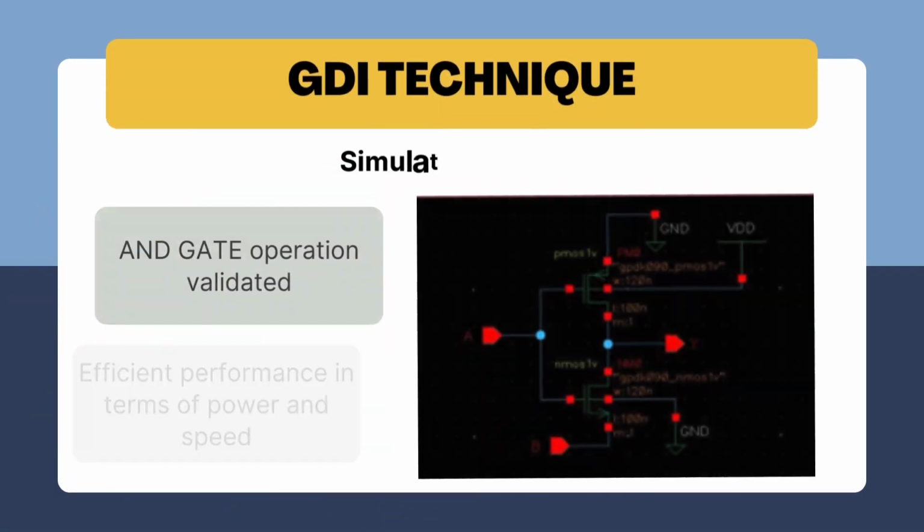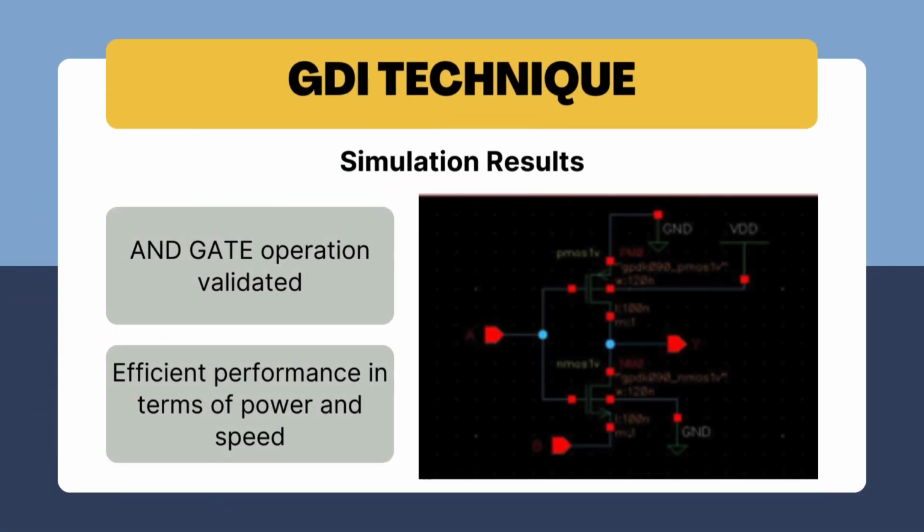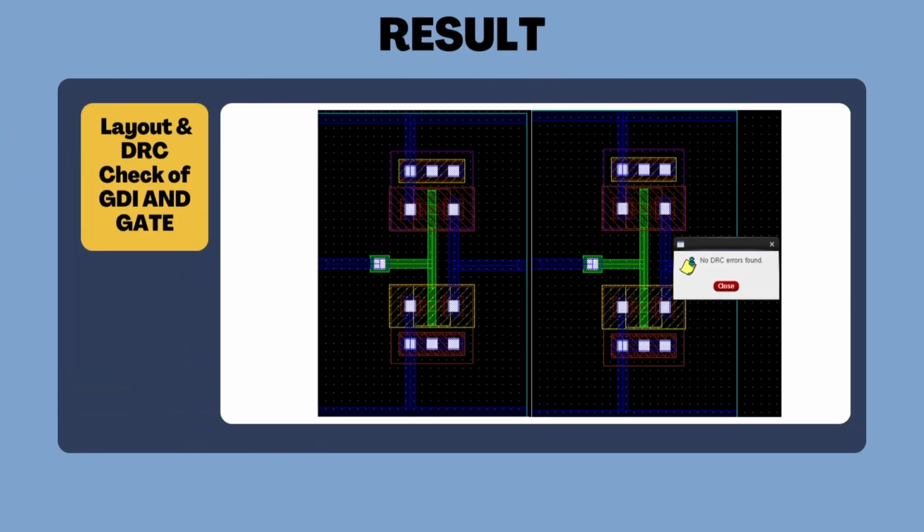Firstly, we validated the operation of the GDI AND gate. Our simulation demonstrated efficient performance in terms of both power consumption and speed. Next, we conducted a series of checks on the layout of the GDI AND gate. We started with Design Rule Check (DRC) to ensure that the layout adhered to the necessary fabrication rules. The result showed that our design passed all the DRC checks successfully.